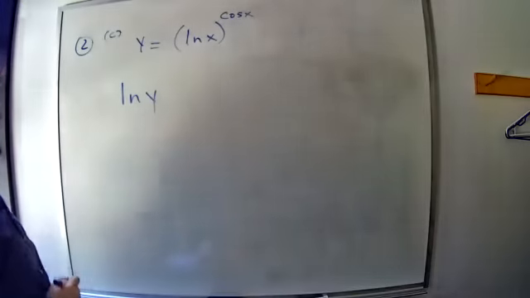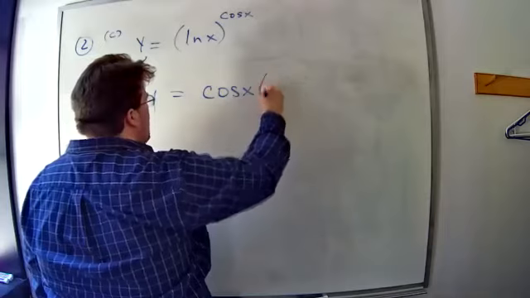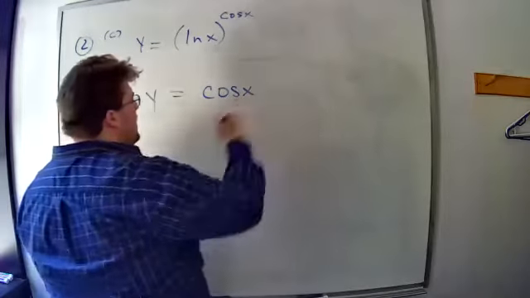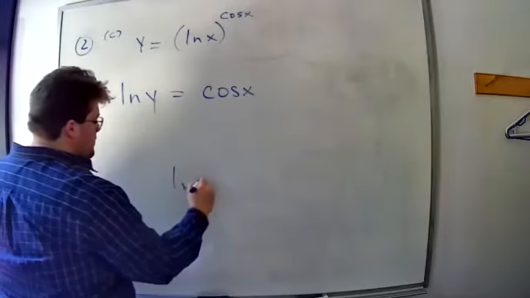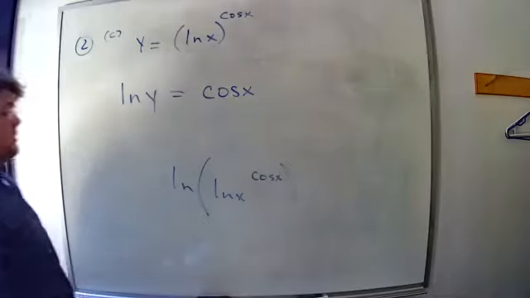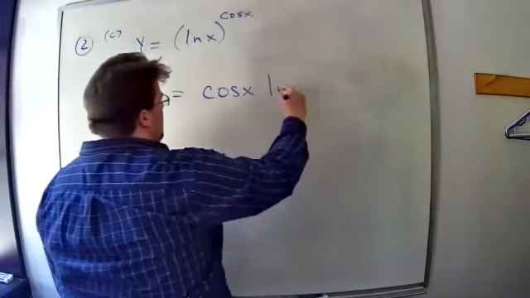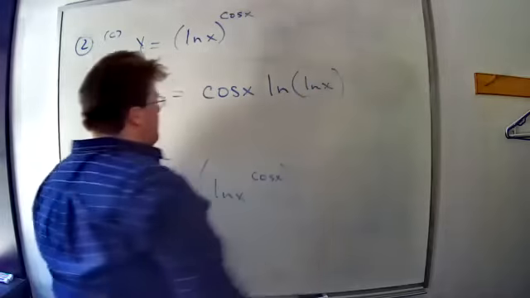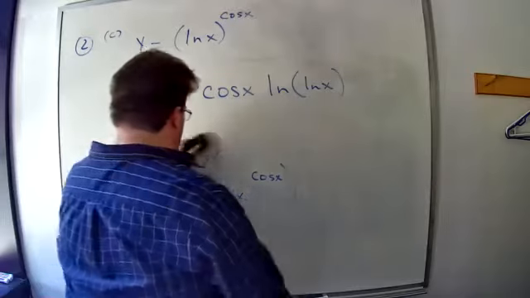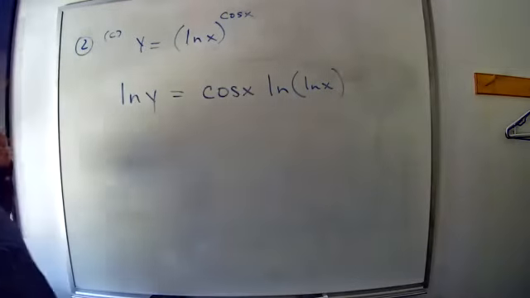So logarithm of the left is log y. Logarithm of the right is cosine x times, that's too many parentheses. Cosine x times, well, what is it? It's logarithm of logarithm x to the cosine x. So the cosine x comes out front, and what are we left with? The logarithm of x. Any questions about the logarithm simplification?